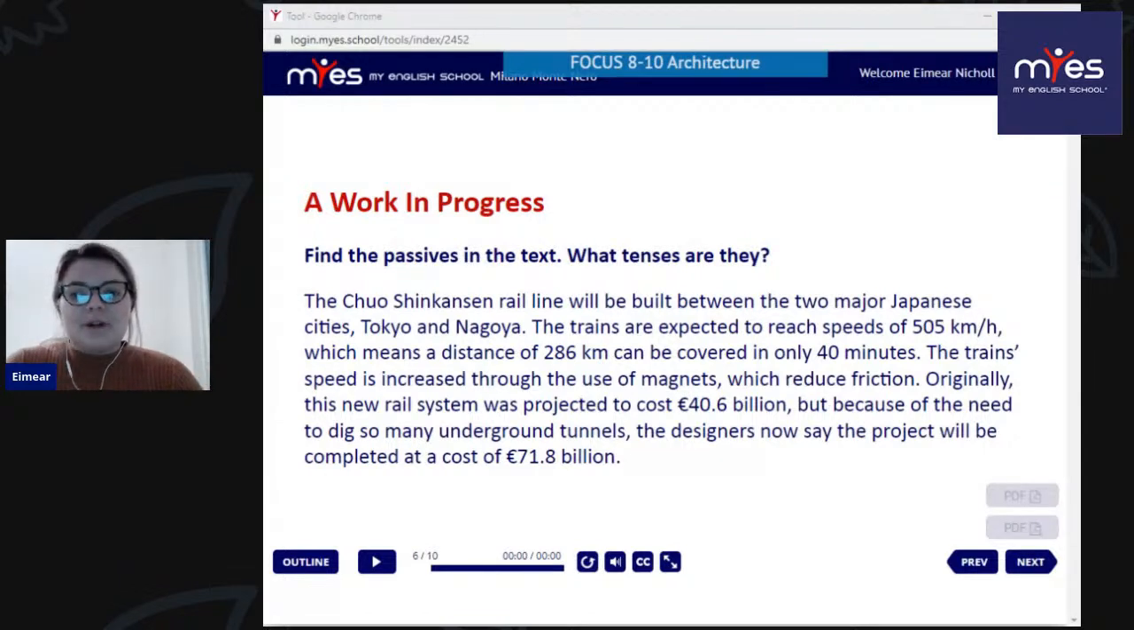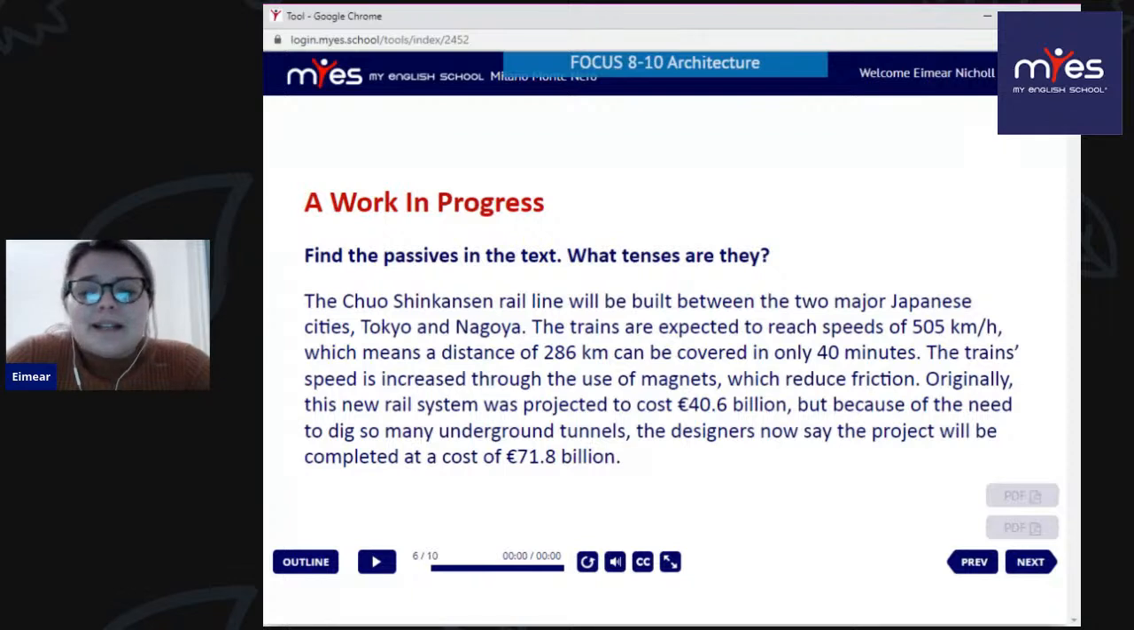So, a work in progress. Find the passives in the text. What tenses are they? The Chuo Shinkansen rail line will be built between the two major Japanese cities, Tokyo and Nagoya. The trains are expected to reach speeds of 505 kilometers an hour, which means a distance of 286 kilometers can be covered in only 40 minutes.